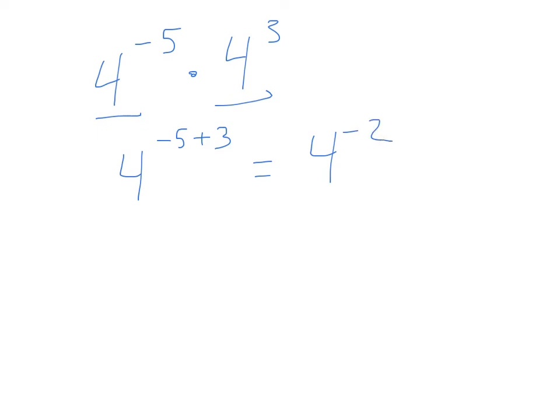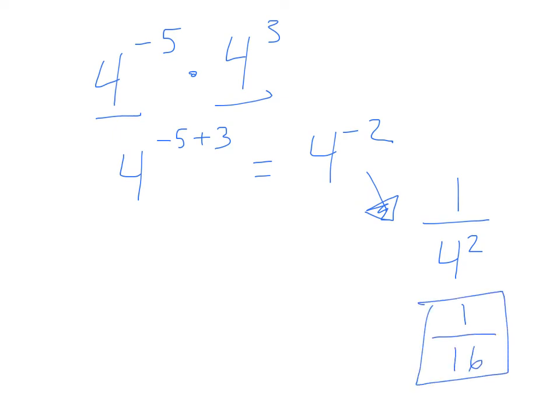Let's take a look at 4 to the negative 5 times 4 to the 3rd. Well, we know by now that we can just add these exponents because it's a product of powers. So we've got 4 to the negative 5 plus 3, which is actually 4 to the negative 2. Uh-oh. You can't leave a negative exponent, so let's go ahead and compensate for that by putting 1 over 4 to the second, which is really 1 over 16. Easy breezy, lemon squeezy.